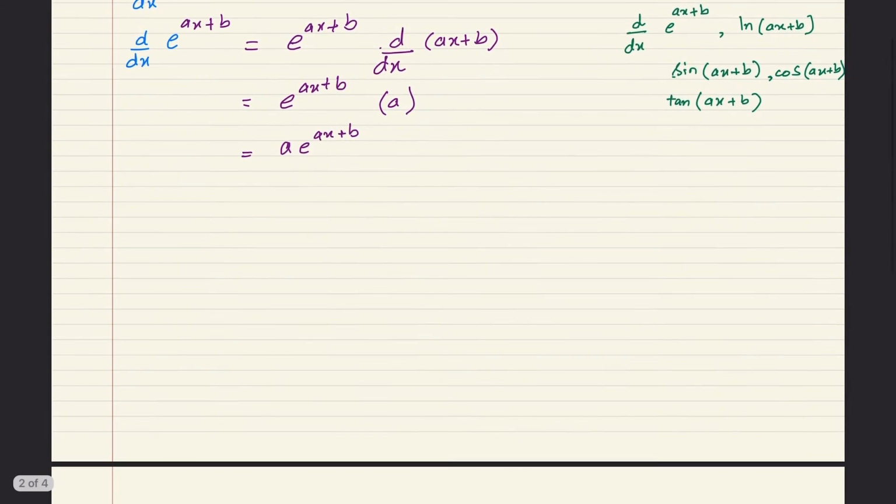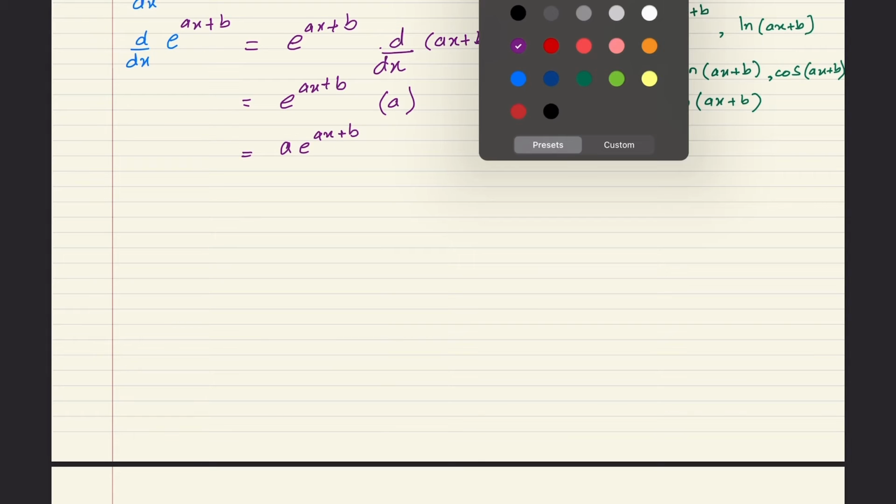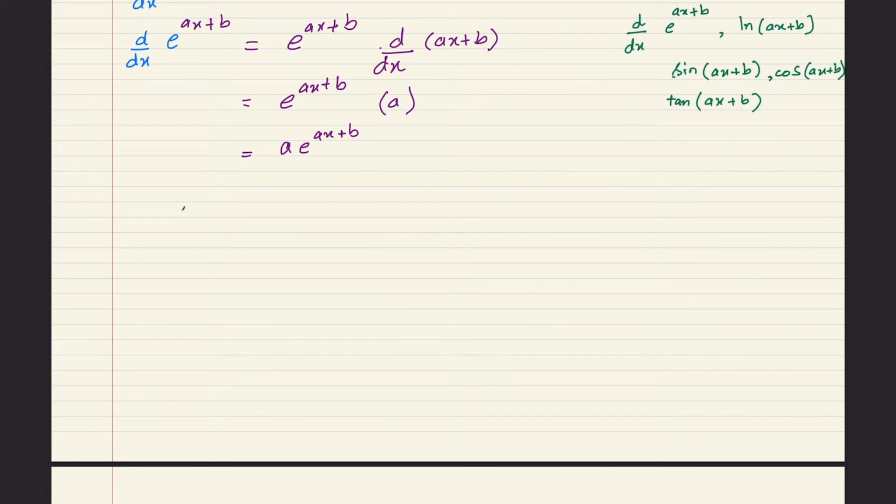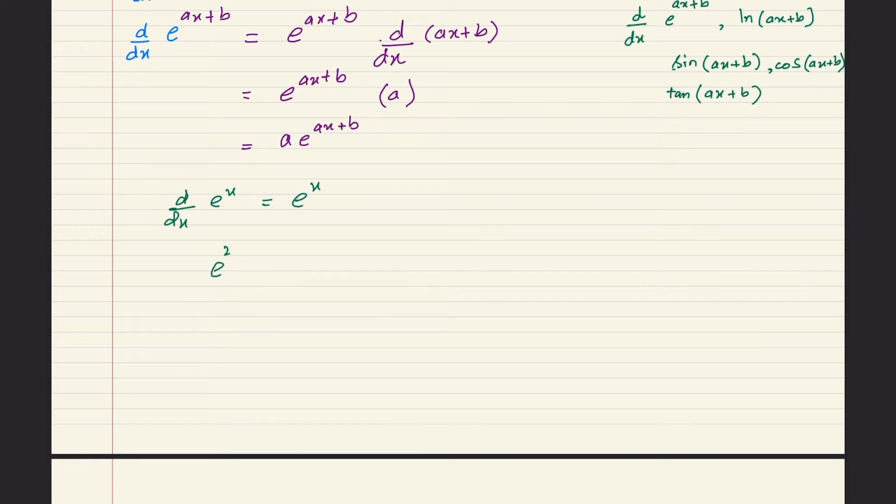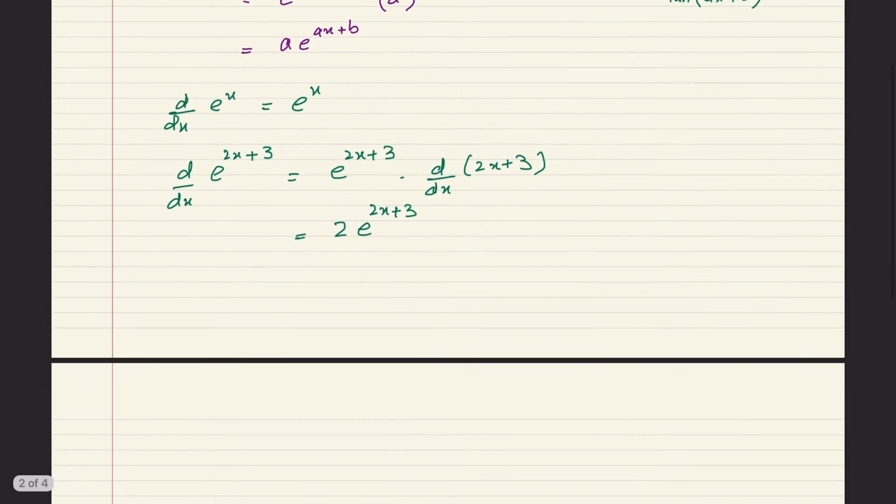Let me give you an example. The derivative d by dx of e power x remains the same, e power x. But what if we have e power 2x plus 3? The derivative of the exponential remains the same, but there is one extra thing: the derivative without the exponential, that is of 2x plus 3. We know from AS, since we did many questions like this, that the derivative of 2x plus 3 is 2 only. So it becomes 2 times e power 2x plus 3. This is the derivative.